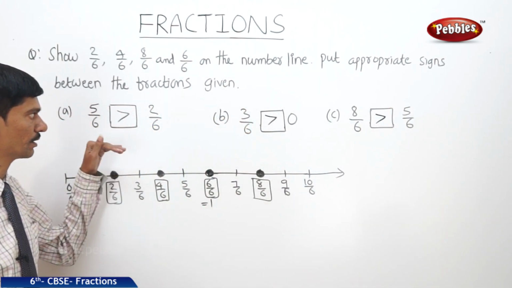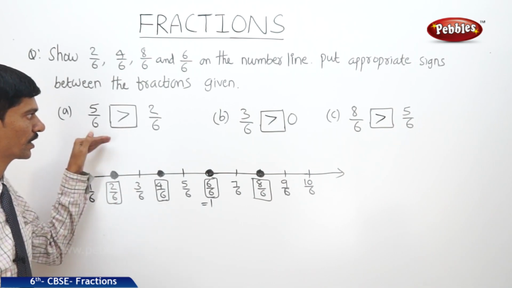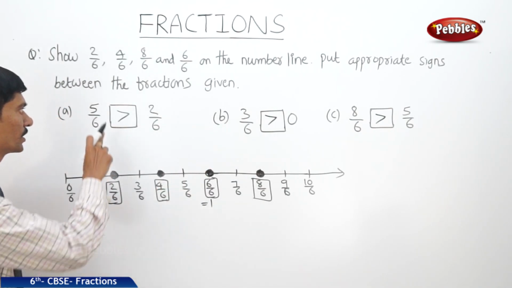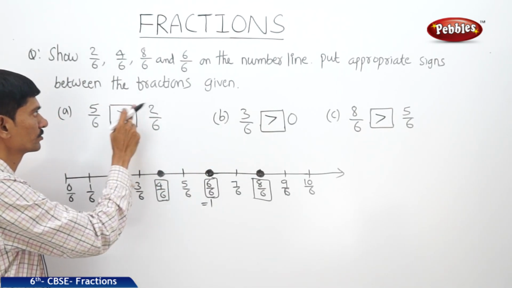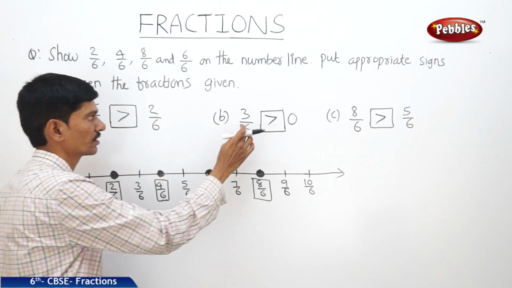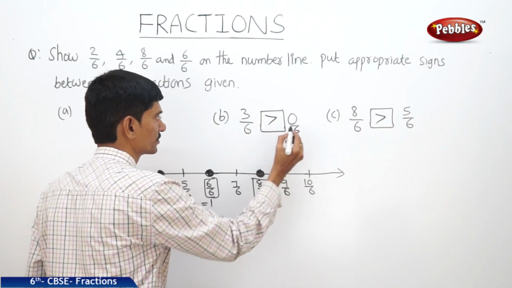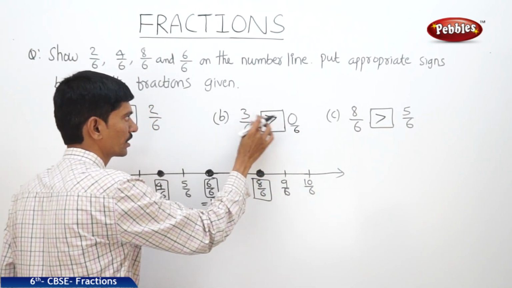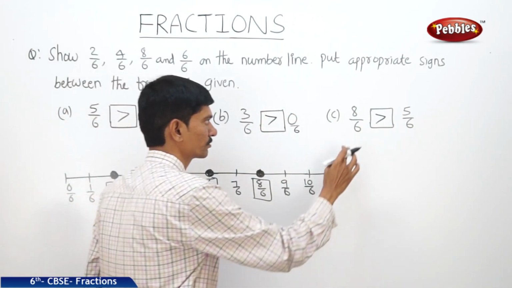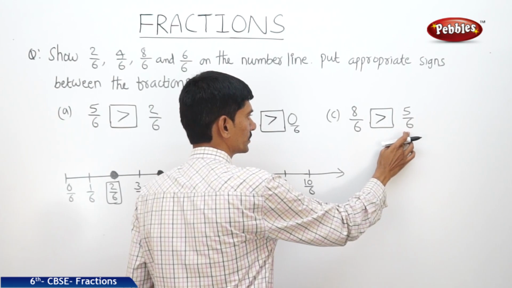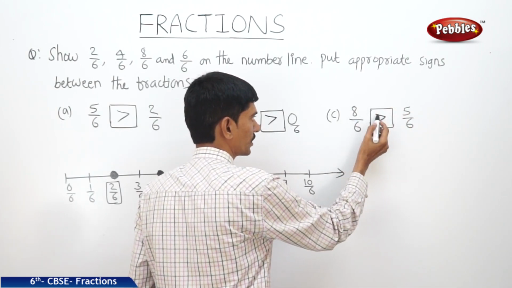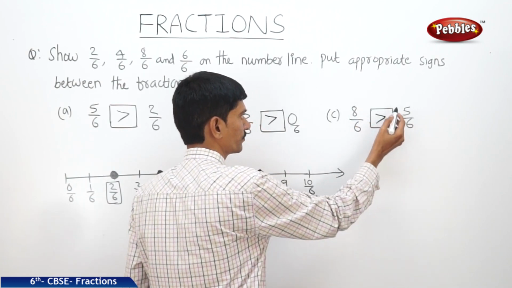Now we can actually compare the fractions. These fractions are like fractions because their denominators are equal, so we can compare the numerators 5 and 2. As 5 is greater than 2, 5 by 6 is greater than 2 by 6. Here 0 can be written as 0 by 6, so the denominators are equal, and 3 is greater than 0, so 3 by 6 is greater than 0 by 6. Here also the denominators are equal, 6 and 6, so we compare the numerators 8 and 5. 8 is greater than 5, so 8 by 6 is greater than 5 by 6.